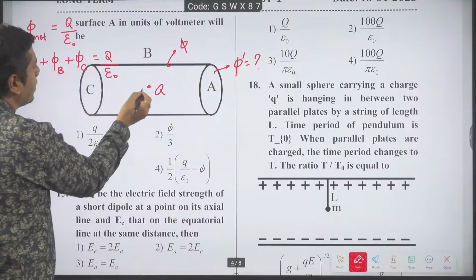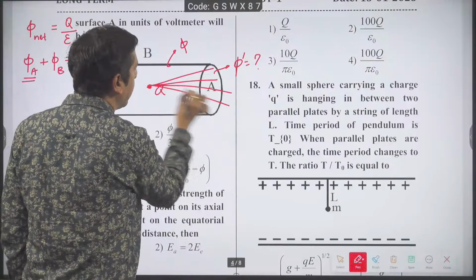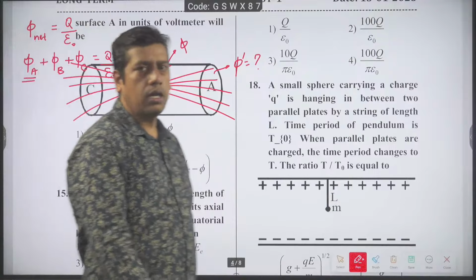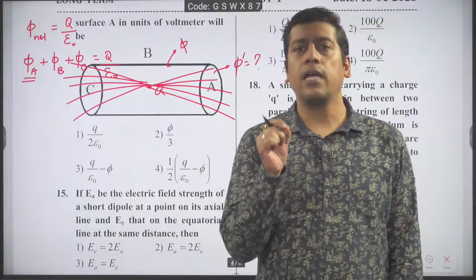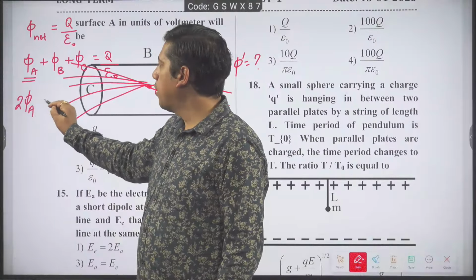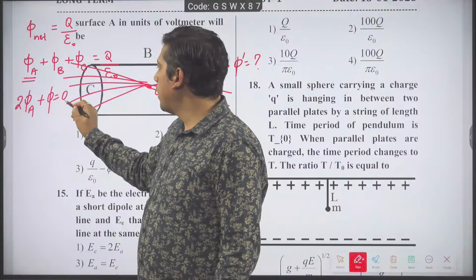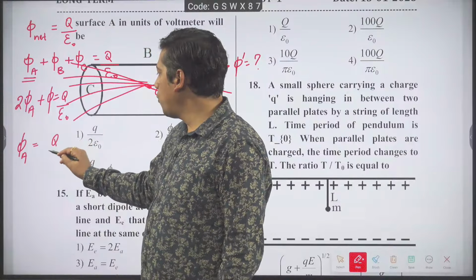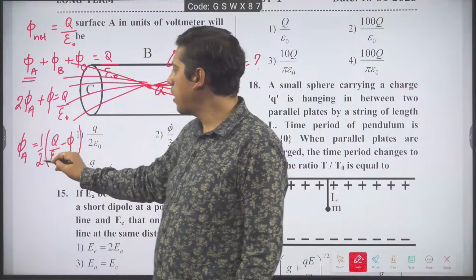And since the charge is placed symmetrically, don't you think the number of field lines crossing A and the number of field lines crossing C will be equal? Right? Because it is placed at the center. So the flux through A and flux through C will be equal. So phi A and phi C are equal. So we write 2 phi A plus phi B, and phi B they are writing phi only, equal to q by epsilon naught. So phi A we will write q by epsilon naught minus phi, and then we will multiply by half.